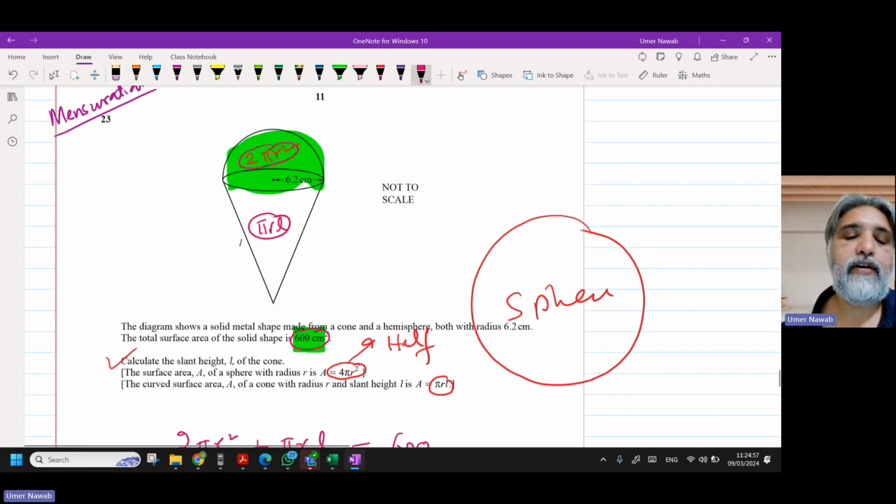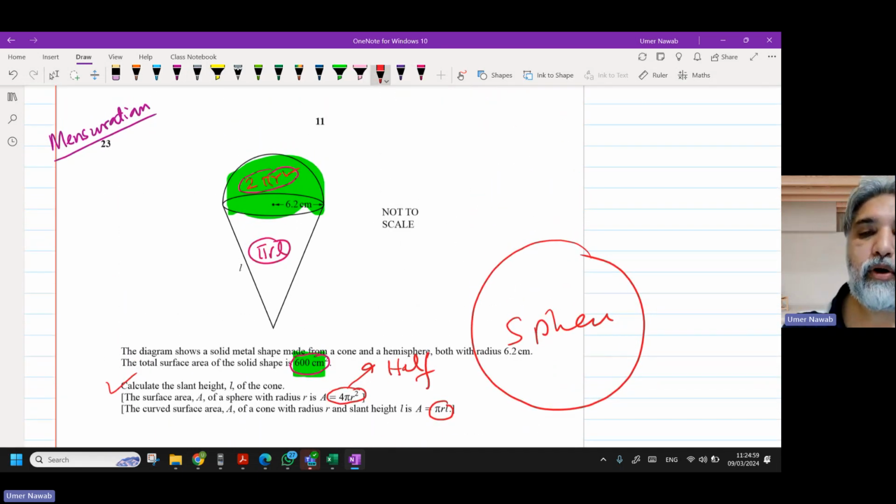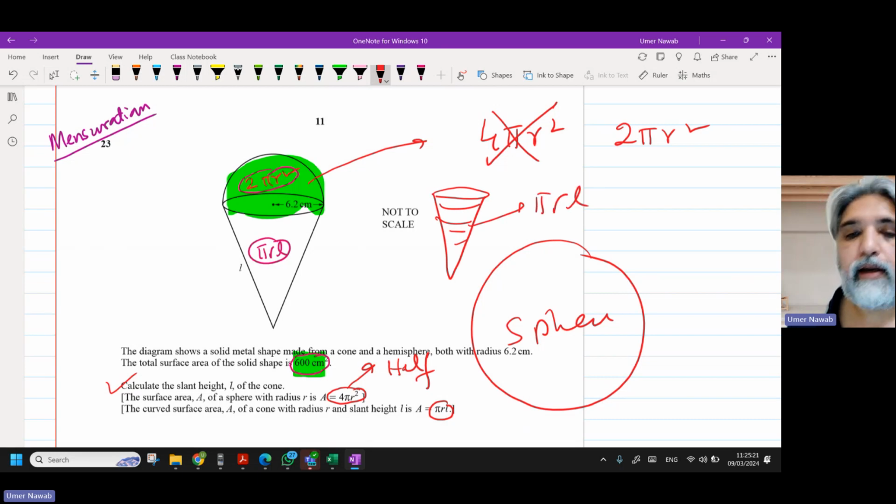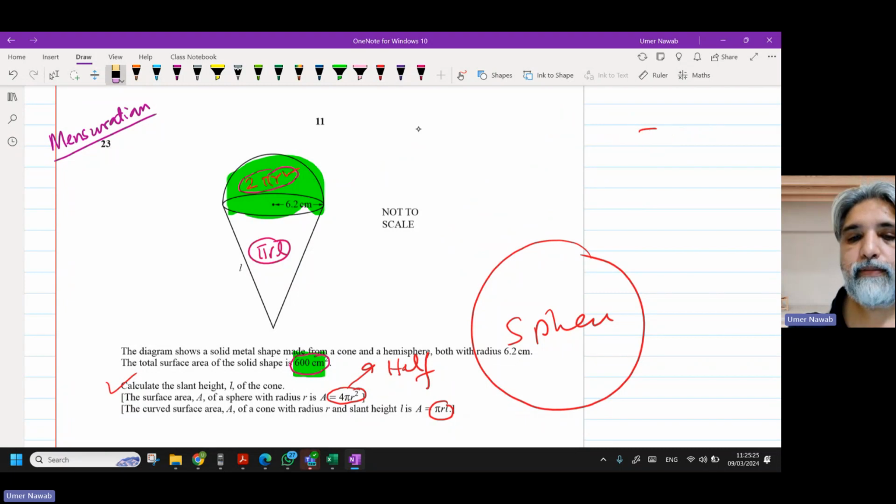The interesting factor is that I have used only half of the surface area of the hemisphere. The sphere's surface area is 4 pi r squared, but for the hemisphere it is 2 pi r squared. And for the curved part of the cone, I'm talking about the curved part, which is pi r L. I hope it is clear to everyone.